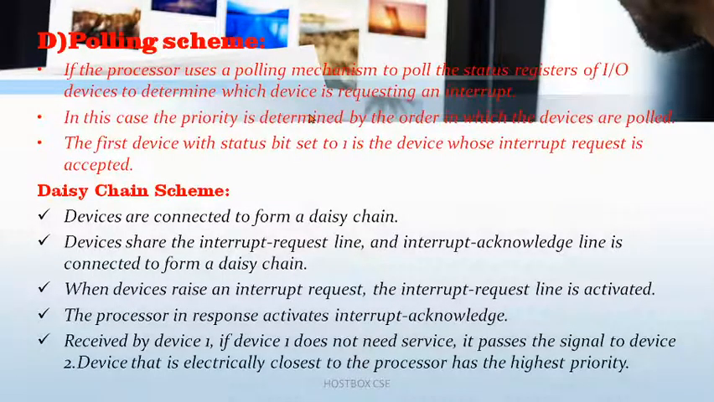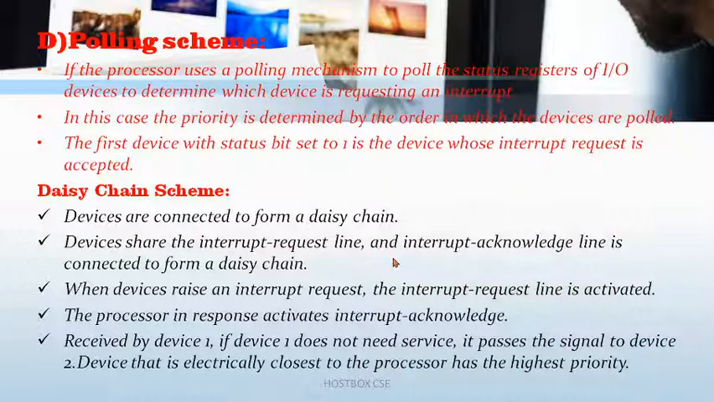Some points are given here based on the diagram. Diagrams are very important. Sometimes they ask you to write notes about the interrupt polling scheme, so you can write these points with the diagram. Here devices are connected to form a daisy chain, where devices share the interrupt request line and the interrupt acknowledge line is connected to form a daisy chain. When devices raise an interrupt request, the interrupt request line is activated.